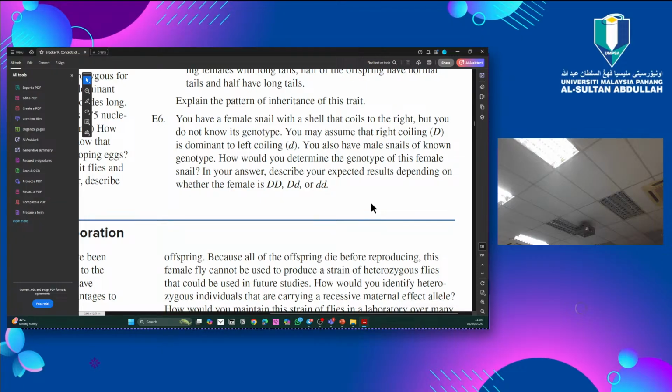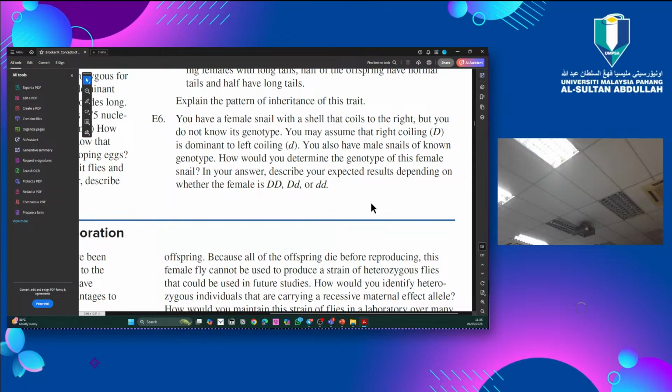So you must do these one by one, with all these possible crosses, then see. If this were given, it would be much easier, then we know what the female genotype will be. But here you're going to have a lot of assumptions. So how do you determine the genotype of this female snail? You must make the Punnett square for all the possible crosses, and then find the possible resultant offspring. This is how you answer it.